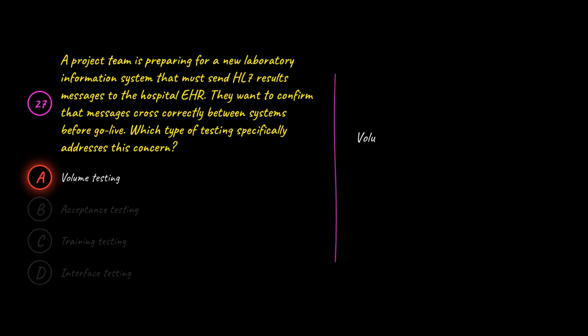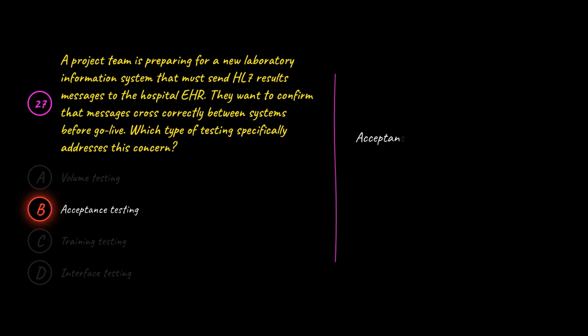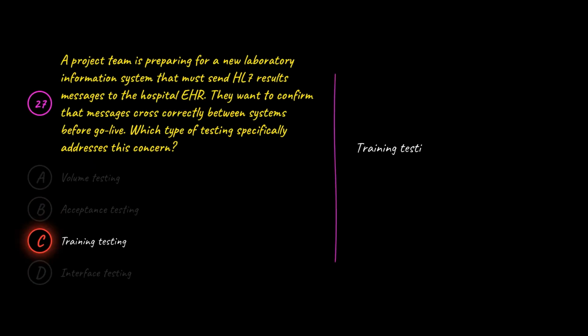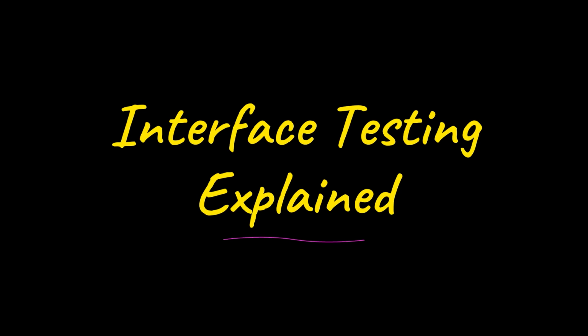A is wrong because volume testing checks how the system performs under heavy load. It does not focus on cross-system messaging correctness. B is wrong because acceptance testing is the final stage where end users confirm the system meets business requirements. It happens after interface issues are resolved. C is wrong because training testing refines training materials and trainer delivery. It does not test data exchange between applications. Interface testing is a distinct category that focuses on the boundary between separate systems rather than the internal behavior of any single one. Let's look at why this boundary matters so much in healthcare IT.